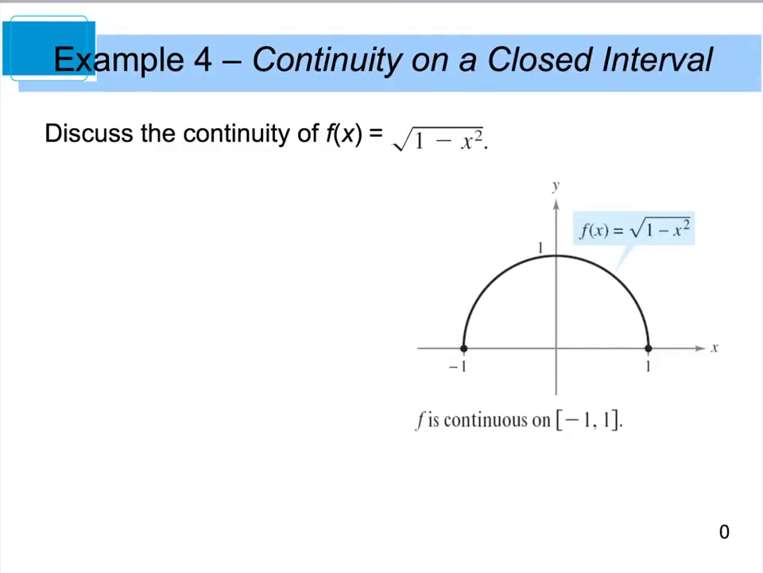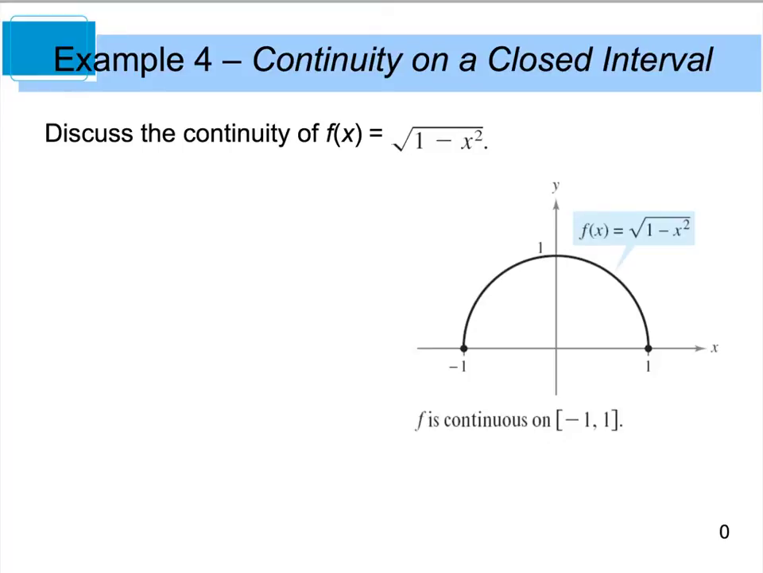We are going to discuss the continuity of the function f of x equals 1 minus the square root of x squared. So in order to prove that this function is continuous, we have to prove that the limit exists as we're coming in from the left, as we're coming in from the right, and that if we evaluate the function at the actual endpoints, those are also equal.